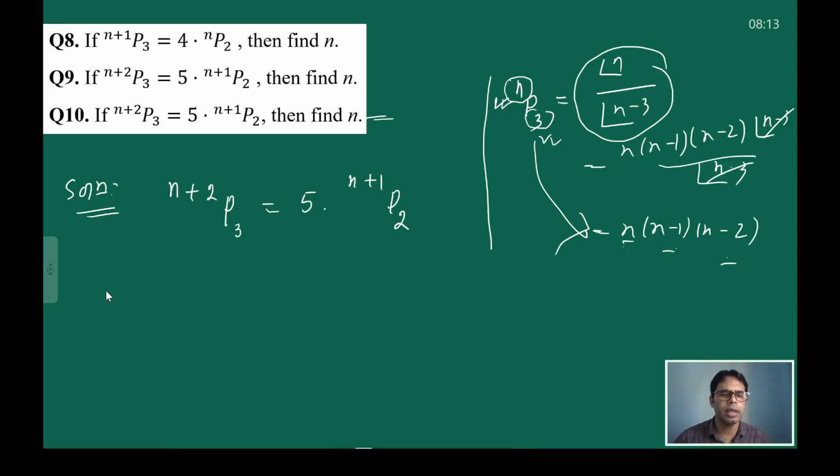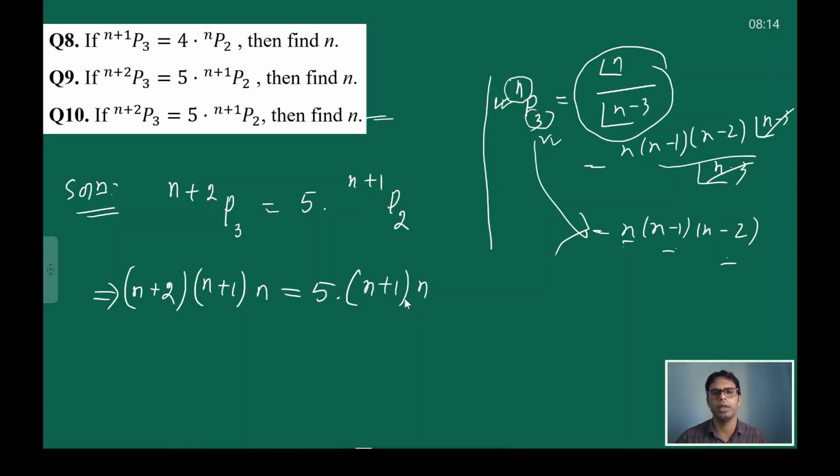So here the suffix is 3, so we have to write 3 factors starting with n plus 2. So the next factor will obviously be n plus 1, and the next factor will be n. This is the left hand side, 3 factors. On the right hand side, 5 into n plus 1 p2, here 2 factors are there, so we simply write n plus 1 into n only.